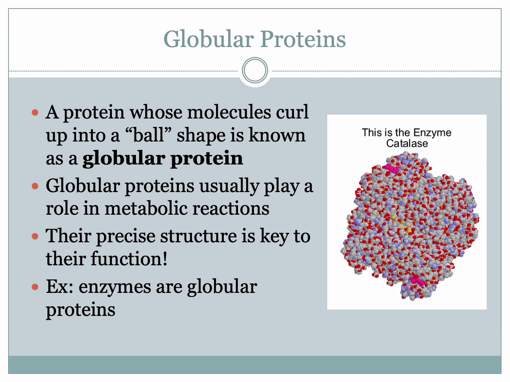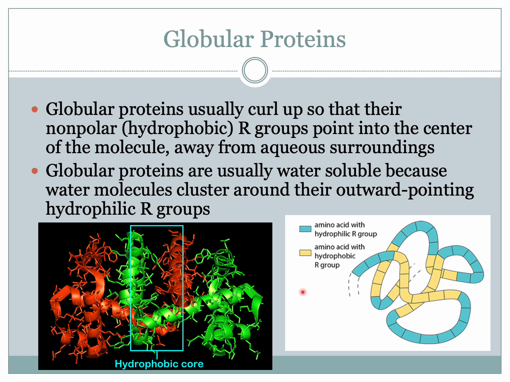A protein whose molecule curls up into a ball shape is known as a globular protein. Globular proteins usually play a role in metabolic reactions. Their precise structure is key to their function. Enzymes are globular proteins. Globular proteins usually curl up so that their nonpolar hydrophobic R groups point into the center of the molecule, away from the aqueous environment.